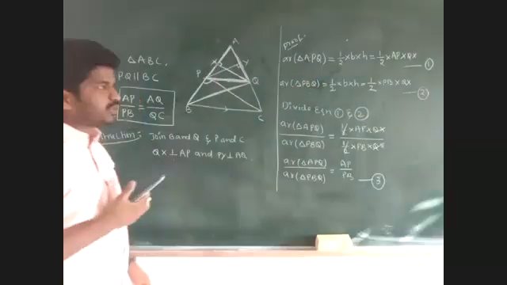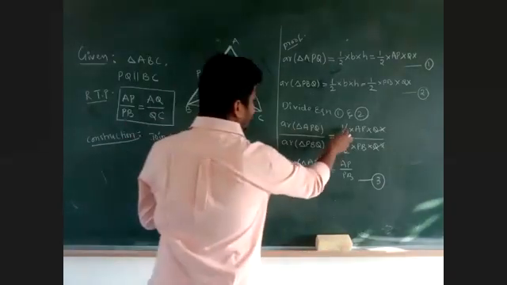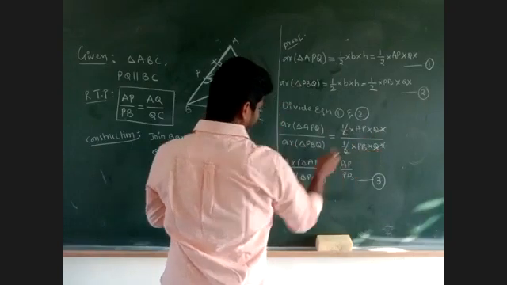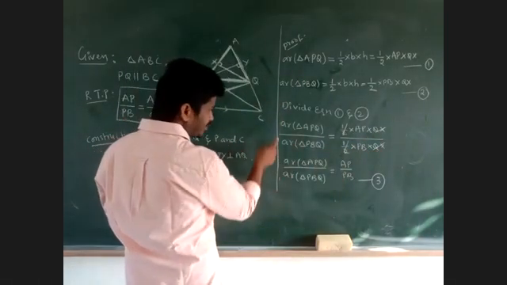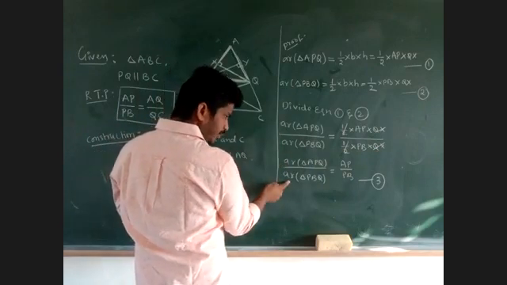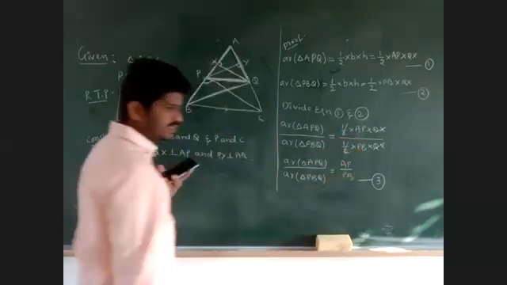Now divide equation number 1 and equation number 2. Area of triangle APQ divided by area of triangle PBQ equals half into AP into QX divided by half into PB into QX. Half gets cancelled. QX also gets cancelled. The remaining terms are: area of triangle APQ by area of triangle PBQ equals AP by PB. Is it clear?